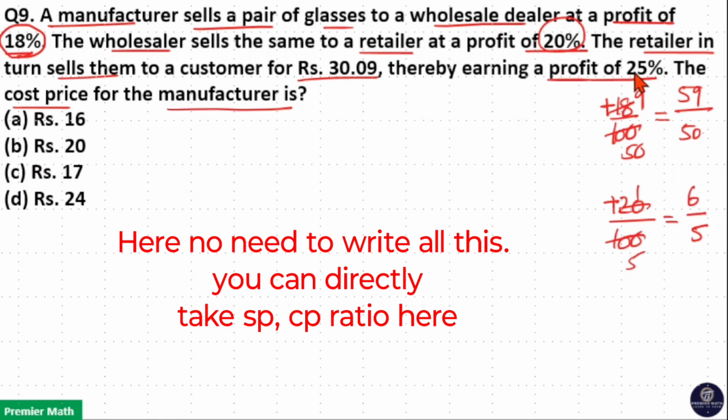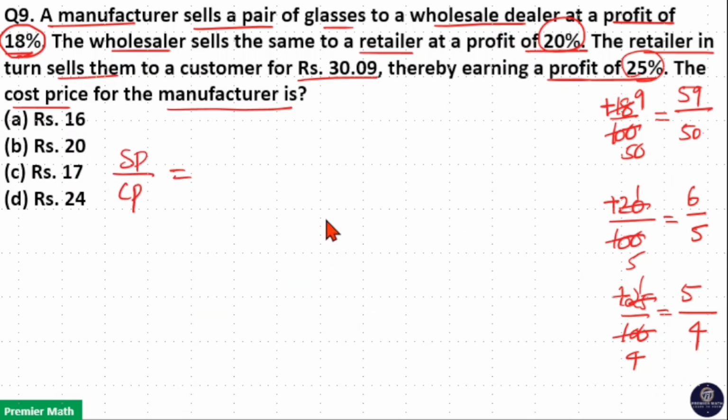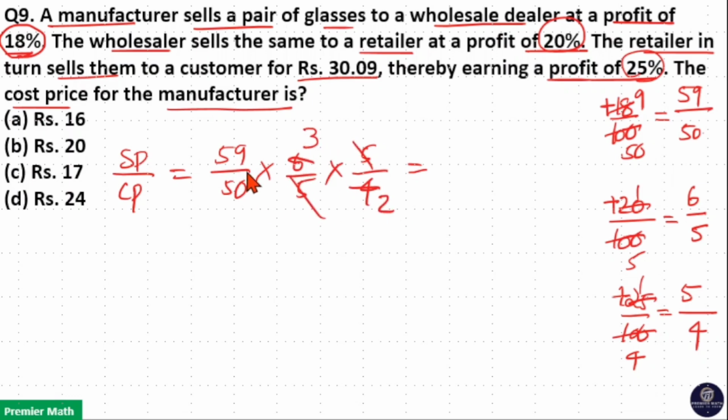Again next profit is 25%. So plus 25 by 100 means 25 goes 4 times in 100. So plus 1 by 4 means if 4 part is the cost price, then 4 plus 1, 5 part is the sell price. Now take the ratio of sell price by cost price, which is equal to multiply all these together, that is 59 by 50 into 6 by 5 into 5 by 4. Now 5 and 5 cancel, 2 goes 2 times in 4, 2 goes 3 times in 6. Now 59 into 3 is 177. So 177 divided by 50 into 2, 100.